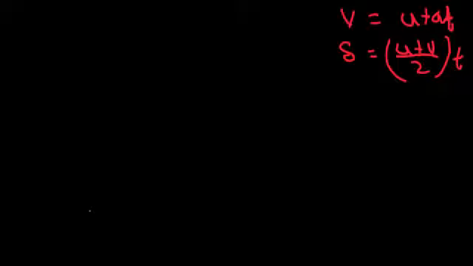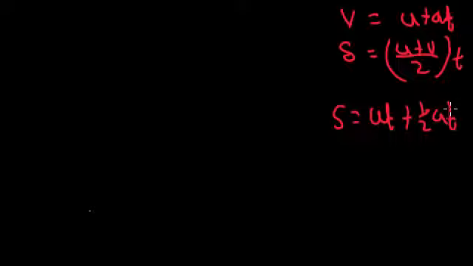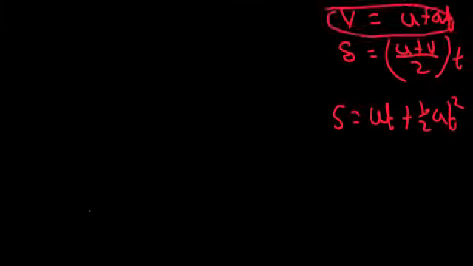So therefore, the third one is given as the distance or displacement s equals ut plus half at squared. Now for the last one, which is simply the fourth one, let's consider squaring this equation. What would happen if we squared it?